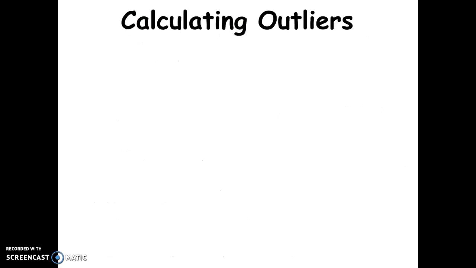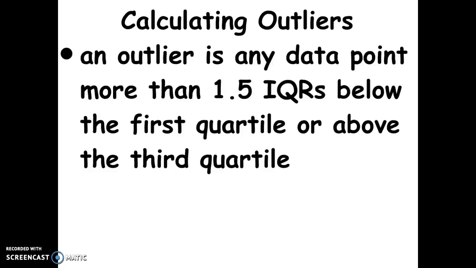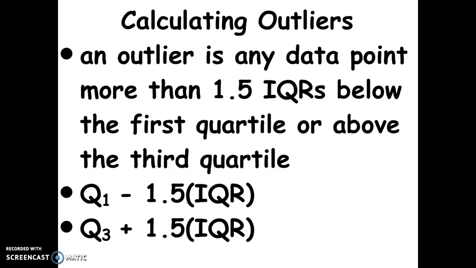Calculating outliers. An outlier is any data point more than 1.5 IQRs below the first quartile or above the third quartile. To calculate outliers, you'll take the Q1 and subtract 1.5 times the IQR, and then you'll take Q3 and add 1.5 times the IQR.